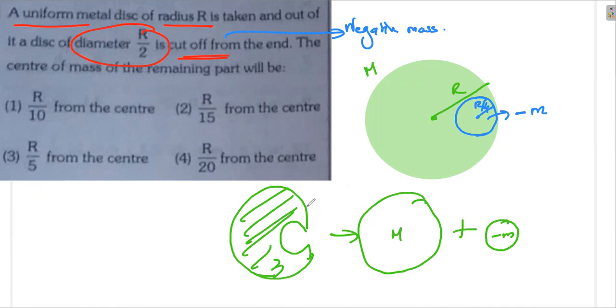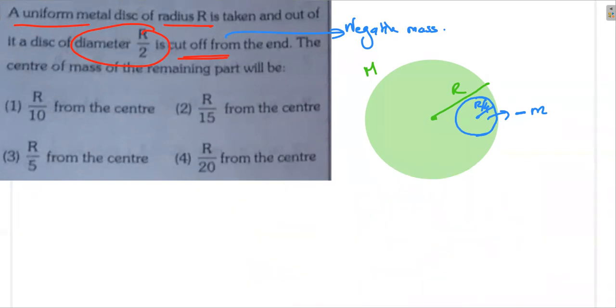Now this is equivalent to these two pieces: one full disk, one disk of negative mass. Obviously, negative mass doesn't exist. It's a mathematical trick we normally use, a very common idea. So now I have two disks, and I need to find the center of mass of these two disks. What do you do when you have extended objects? I convert them into point objects by finding their center of mass. For the full disk, the center of mass is here, so I can assume the entire mass is here. For the small disk, the center of mass is here, and the entire mass is here.